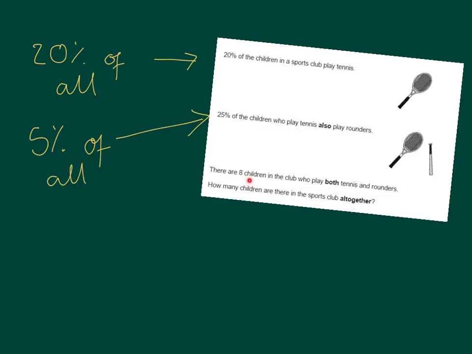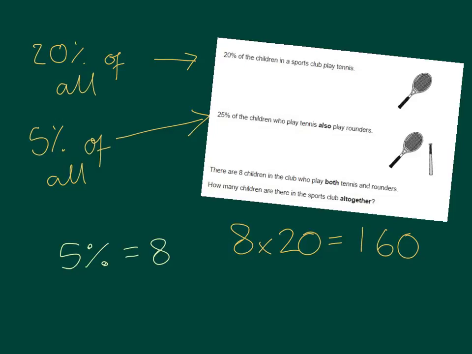Okay. There are 8 children in the club who play both tennis and rounders. Right. So this actually stands not just for 5% of all the children, but I now know exactly how many. 8. So, if 5% equals 8, how many 5% make 100? Well, 100 divided by 5 is 20. Okay, so if I take this amount and multiply it by 20, which I shall do, I should have the total amount of children. Well, 8 times 2 is 16, so 8 times 20 is 160. Oh, there we go. Problem solved. 160 children are in the club.